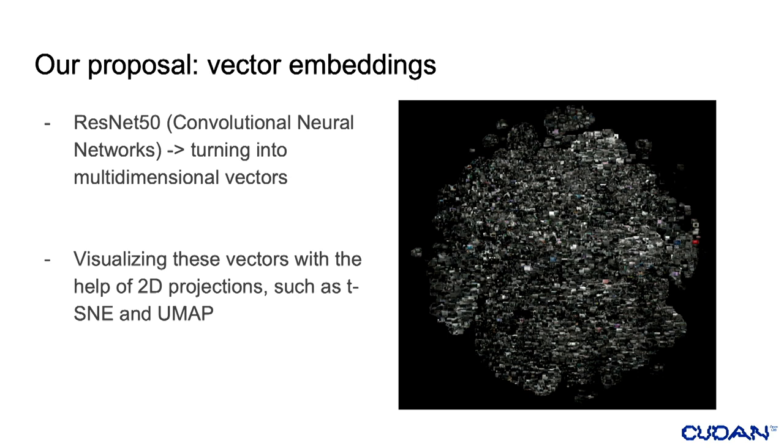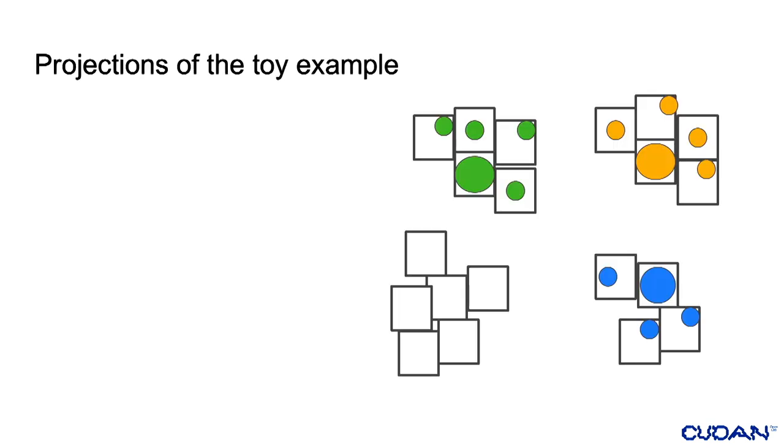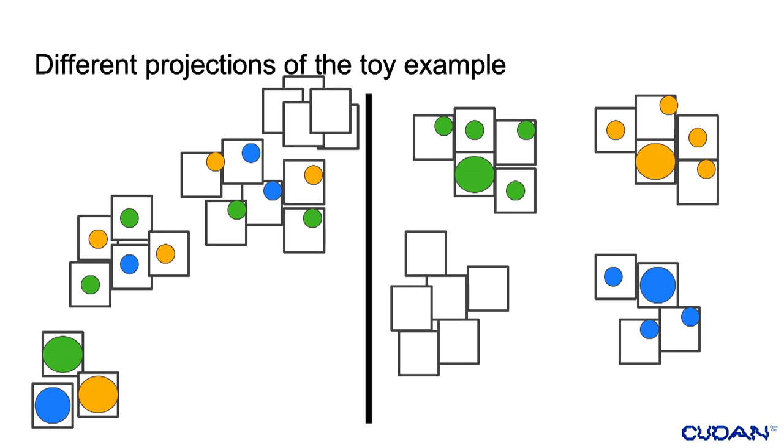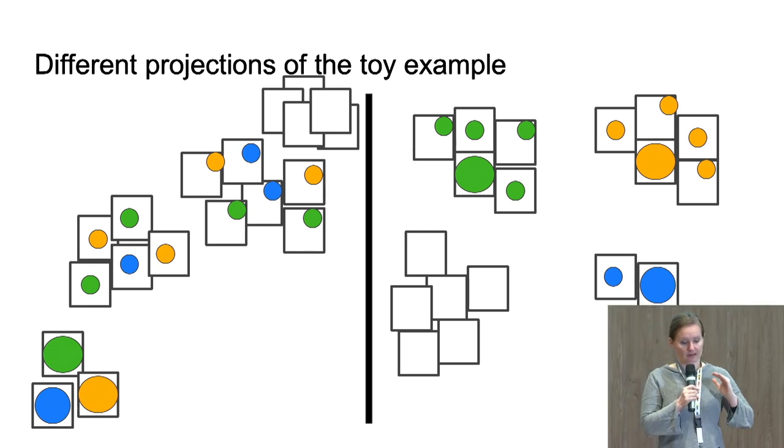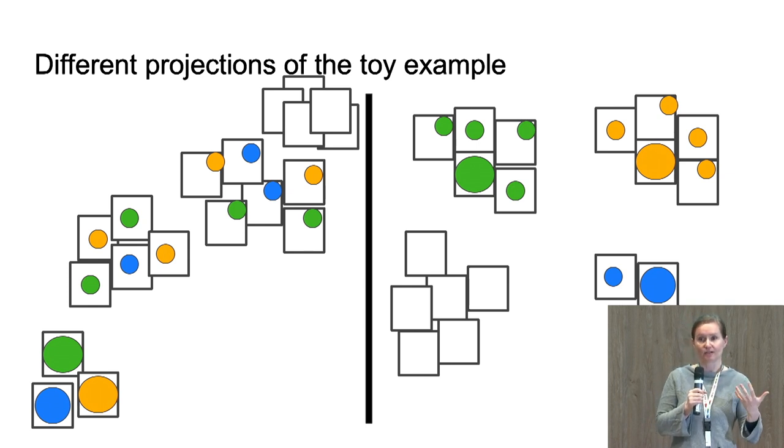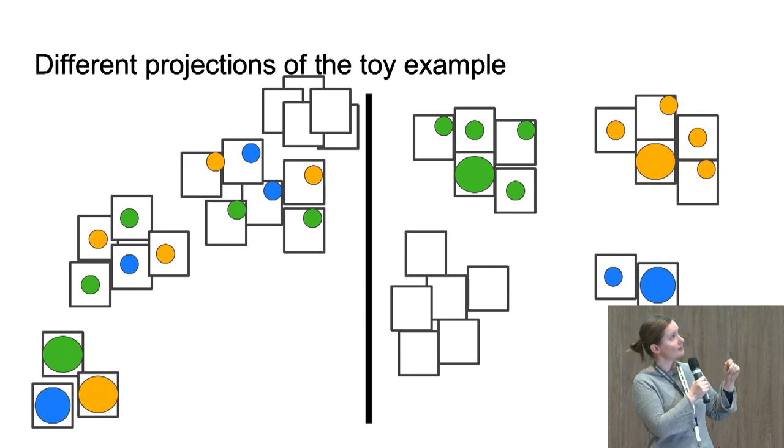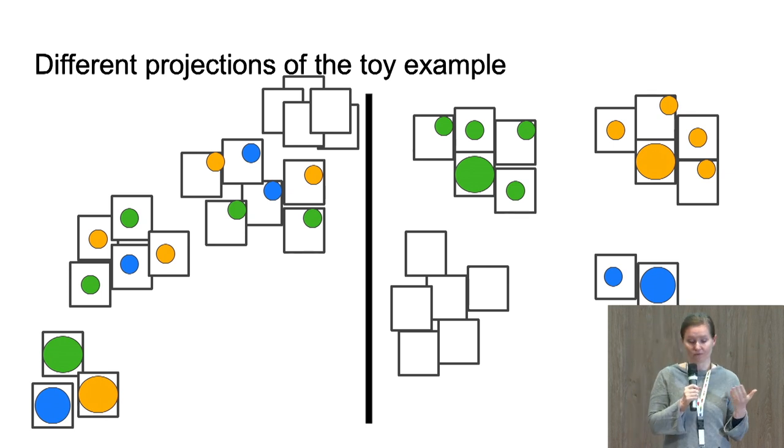And after that, we use this Collection Space Navigator that I will talk about a little bit in a minute, in which we look at different kinds of two-dimensional projections of these multidimensional images, and we are using projections such as t-SNE and UMAP and so on. Just to illustrate the different projections, it is possible to shift the view and look at the different ways the images are similar to each other. So here we have, for instance, similarities based on color, or similarities based on the position and the size of the circles.